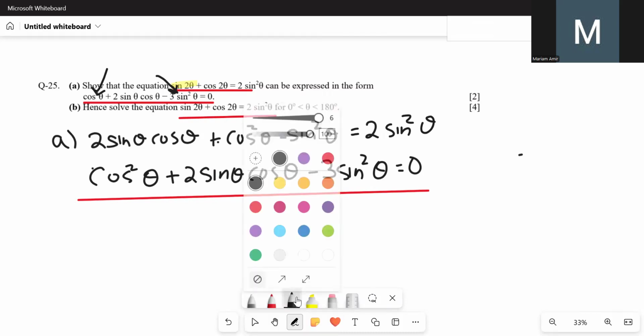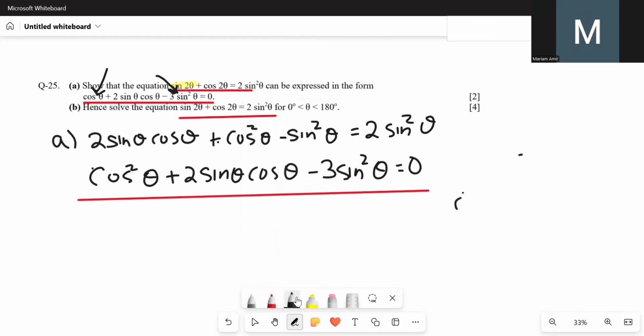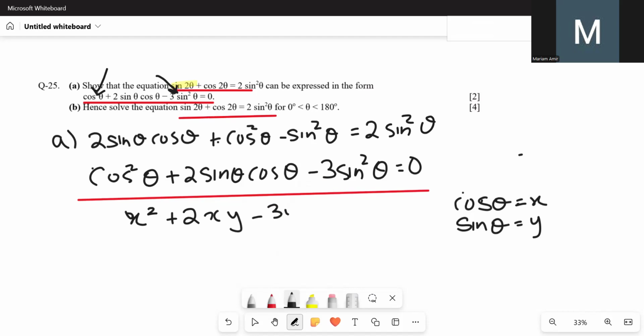Notice that if I say cos theta is x and sine theta is y, then this also becomes a quadratic equation. Look, we get x squared plus 2yx, or xy, it's the same thing, minus 3y square is equals to 0. This is also a quadratic equation and this can also be solved using middle term breaking.